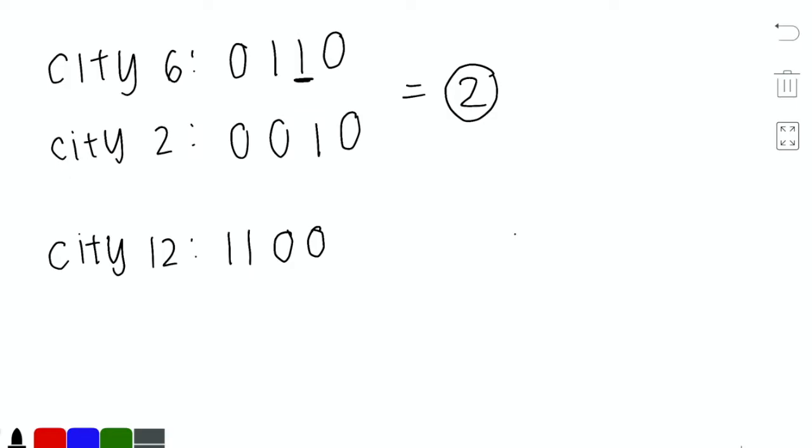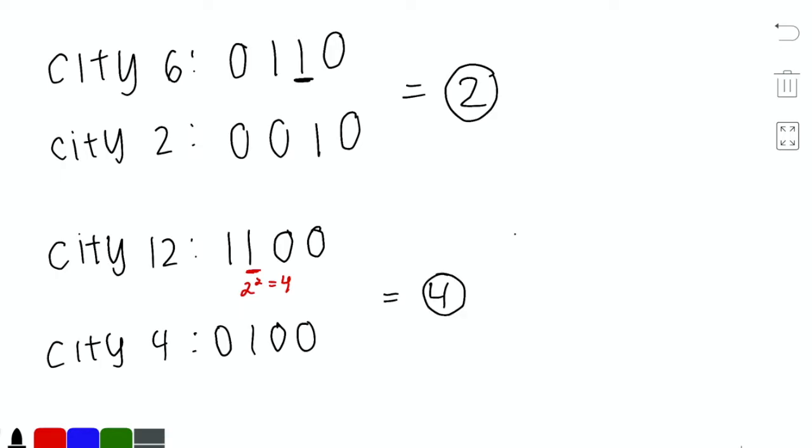And so same thing, let's look at this example with city 12. So city 12 can be represented in binary with 1, 1, 0, 0. And so again, the rightmost one in this case occurs over here. And this value is represented by 2 to the power of 2, so 4. And so if we connect city 12 to city 4, then again we get a cost of 4 if we were to perform the bitwise AND operation, which is the minimum cost we can get if we were to connect city 12 to any other city.